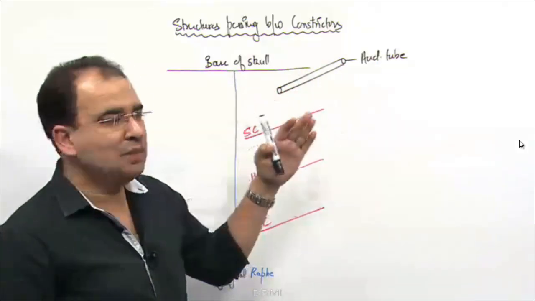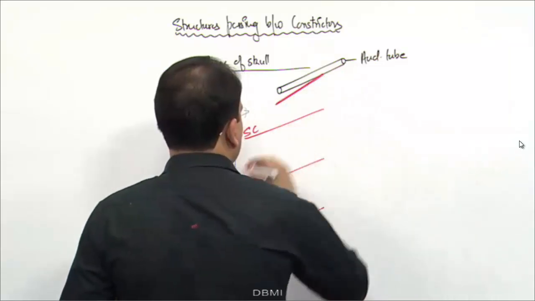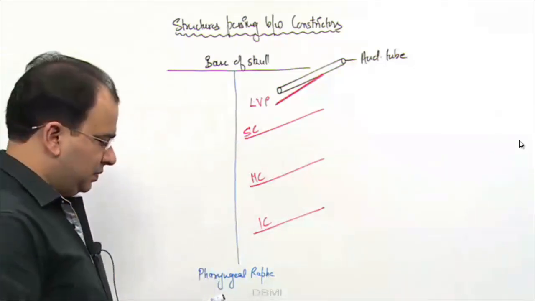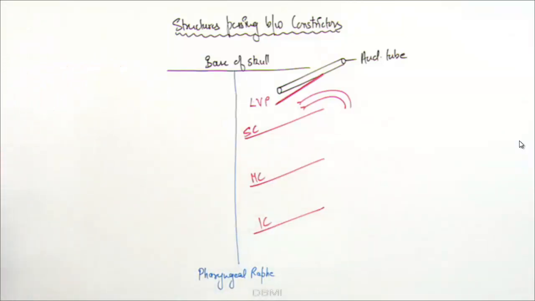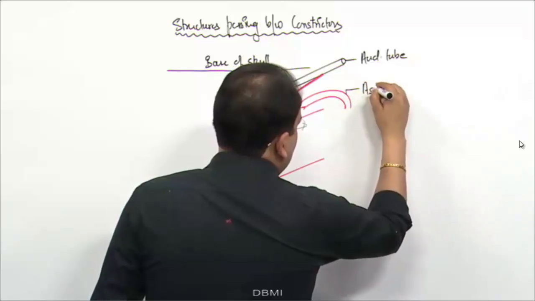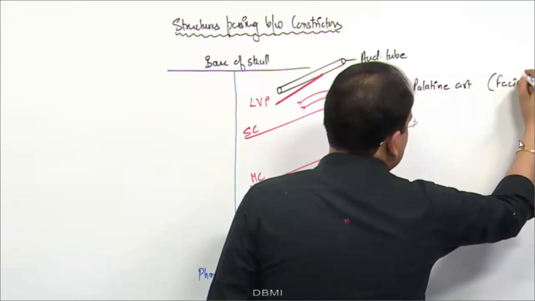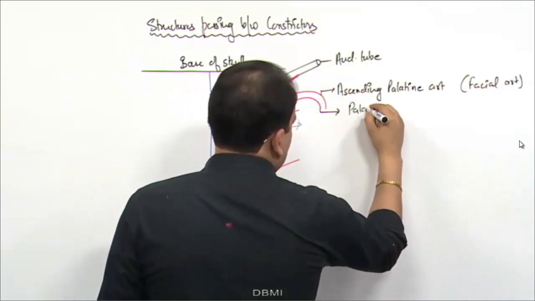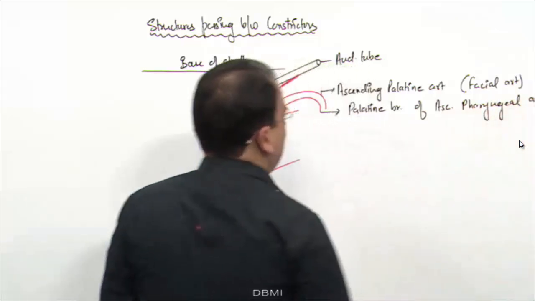Out of the three muscles we talked about, the only muscle which arises from the auditory tube and passes through the gap is levator veli palatini. So auditory tube is 1, levator veli palatini is 2, and then some arteries pass through the gap. One is the ascending palatine artery, a branch of the facial artery, which we will discuss later today. Another is the palatine branch of the ascending pharyngeal artery.